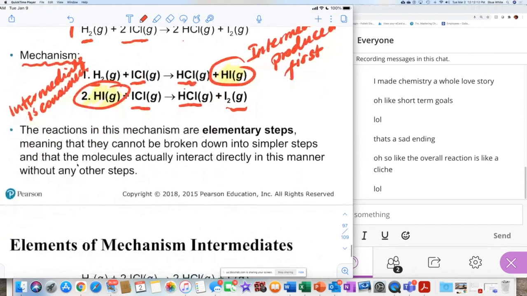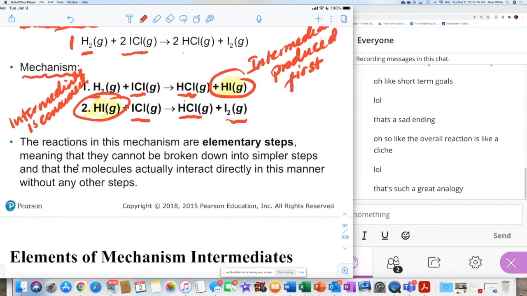Okay? So as we're looking at the reaction mechanism, each of those steps in the reaction mechanism.